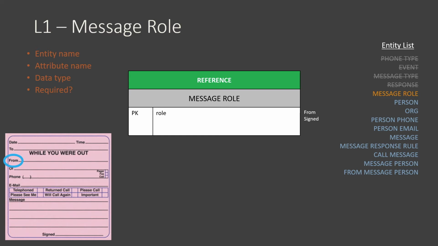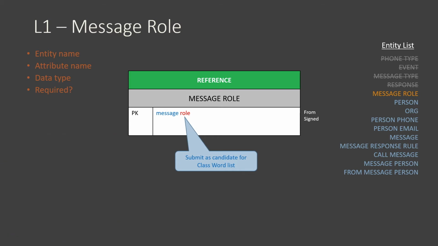The word role is not a class word, but seems like a good candidate as it clearly signifies the various capacities in which a person may function. Therefore, the modelers decide to mark role as a pending class word and apply the keyword message to indicate that these roles only pertain to messages. They again apply the string data type based upon the sample values and mark the primary key attribute as required to finish the update.